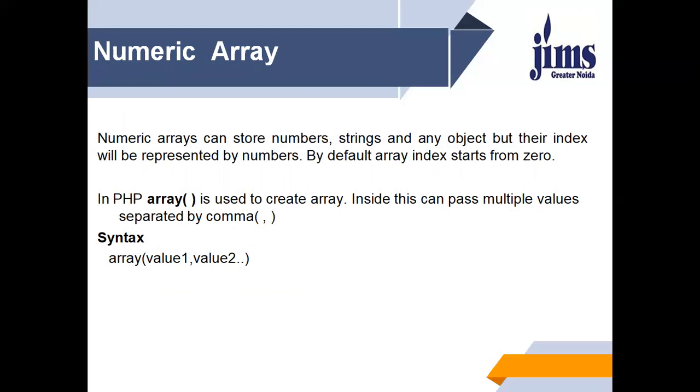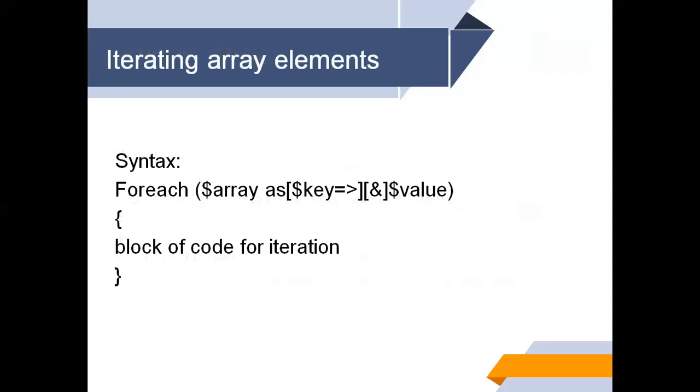Numeric array can store numbers, strings, and any object, but their index will be represented by numbers. By default, array index starts from 0. In PHP, array() is used to create an array. Inside this, you can pass multiple values separated by comma. So the syntax is array, in brackets, you write value 1, comma, value 2, and so on.